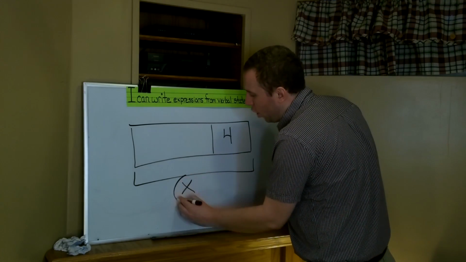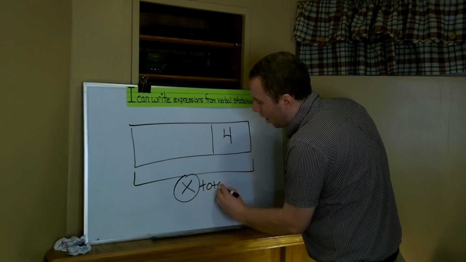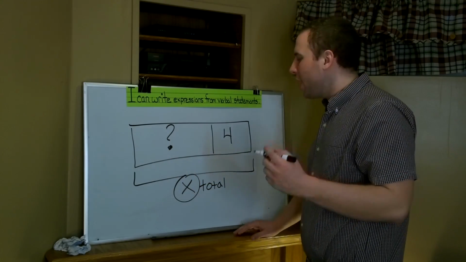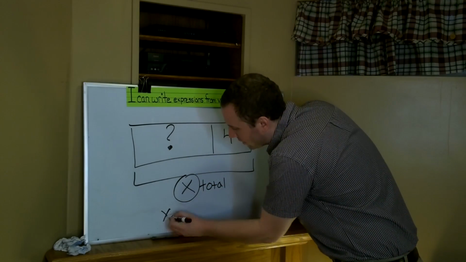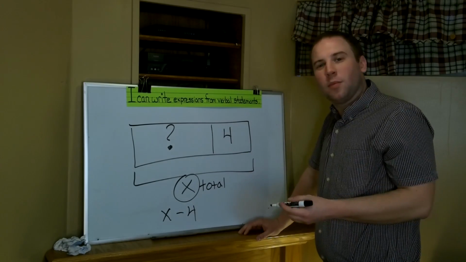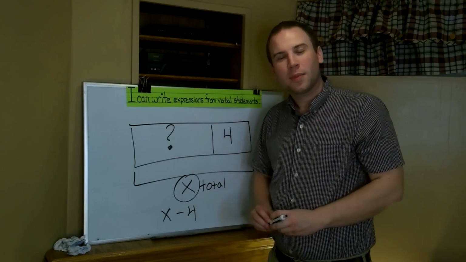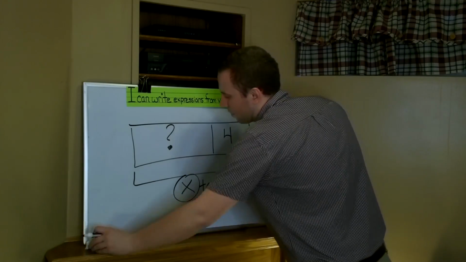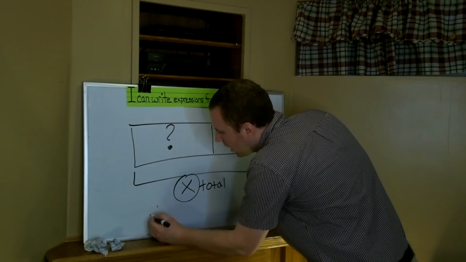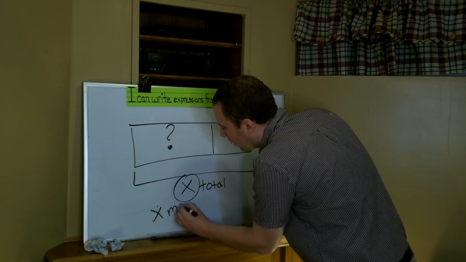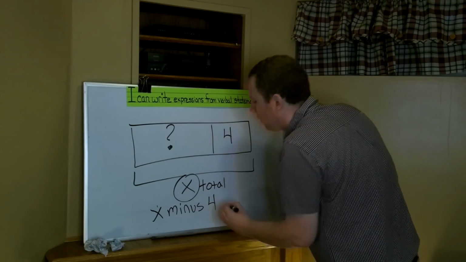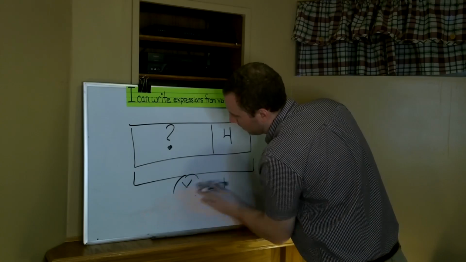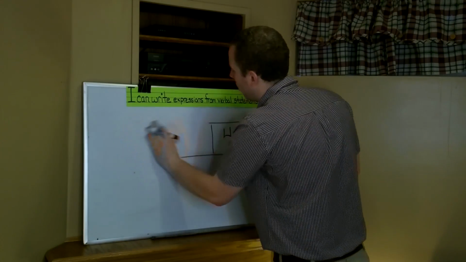So right now our total would be our x. And if we're trying to find this part here, could I not do x minus 4? Wouldn't that give us our missing value? That's correct. So a way I could write this, if we were to translate it, is we would say x minus 4. Very good. Let's look at one more, shall we?